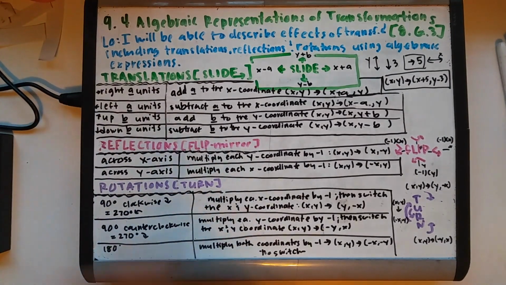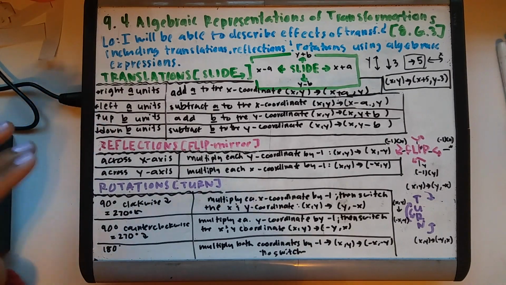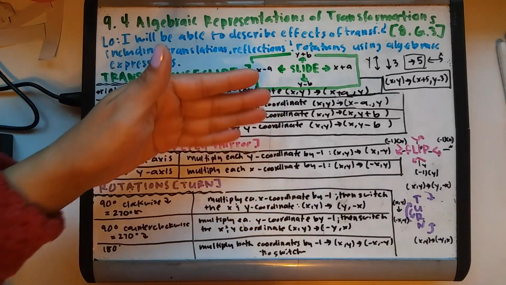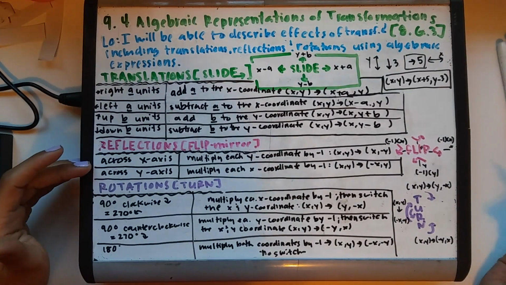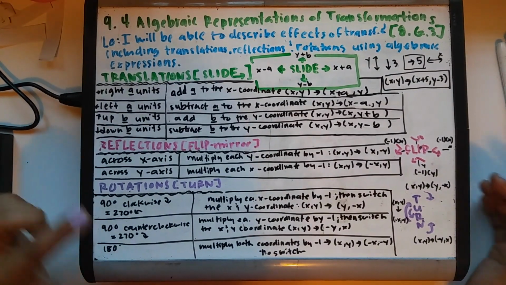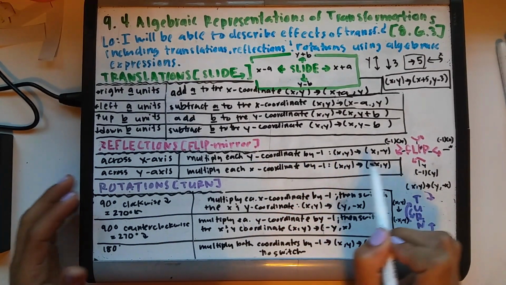So remember, reflections are a flip or a mirror image. As of now, we're only asked to do it across the x-axis, so it's going to go this way, or across the y-axis, which is going to go that way. When we do it across the x-axis, I have to multiply each of the y-coordinates by -1. So pay attention to that. That's opposite.